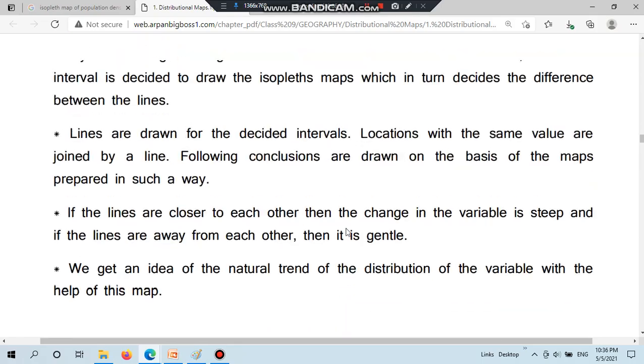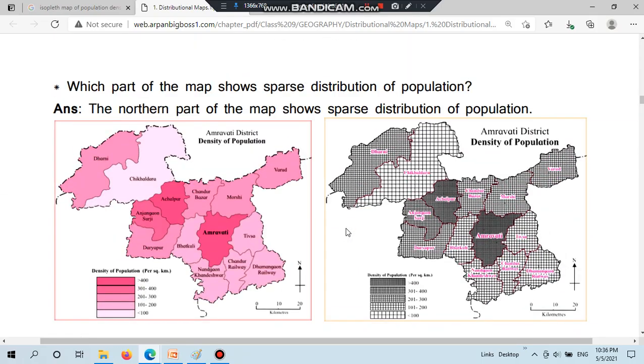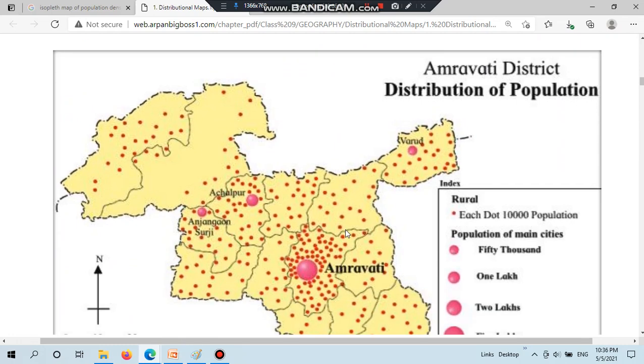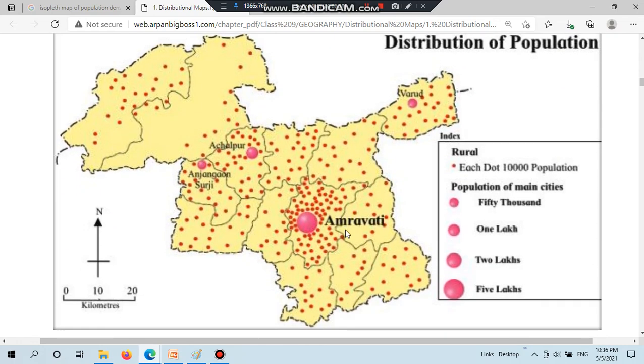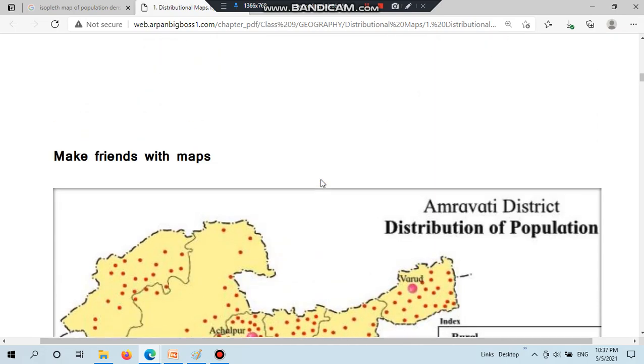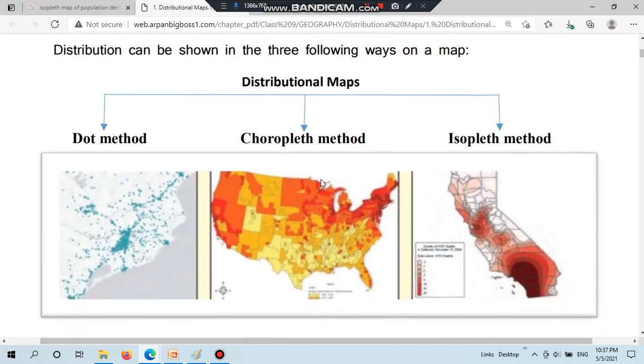And another thing is the dot and sphere method. Here, Amaravati district shows population distribution through the dot and sphere method. The problem is the same. It's not properly showing the whole distribution, or the regional variation, or the variation within the block of the population densities. And even the dot and the choropleth method show the same problem.